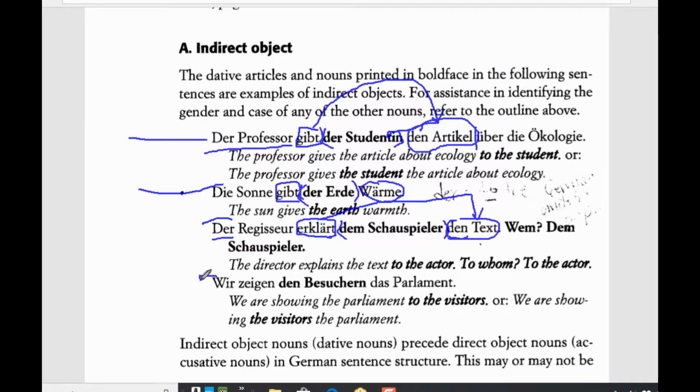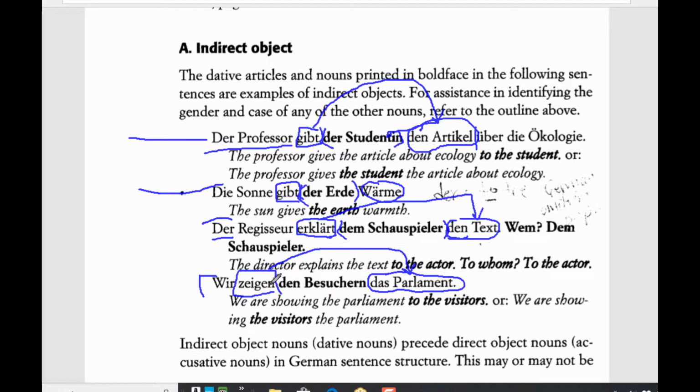How about the next one? This one here. Wir zeigen den Besuchern das Parlament. Repeat that. Wir zeigen den Besuchern das Parlament. Okay, so we are showing here. Where's the direct object? Das Parlament. Good. So it transfers the action to the direct object. And why is it das there? Because Parliament is neuter. Good, a neuter noun. And so this is the definite article for a direct object that is a neuter noun in the accusative.